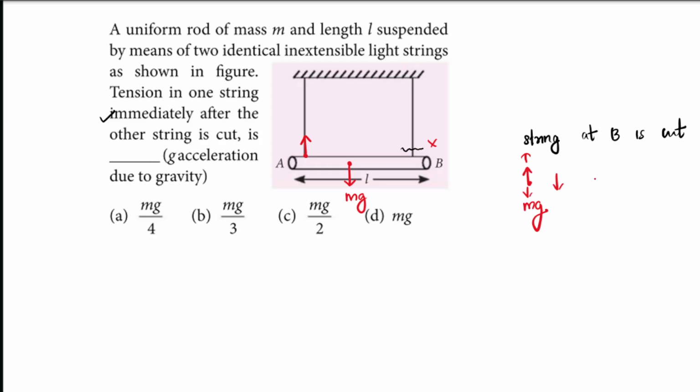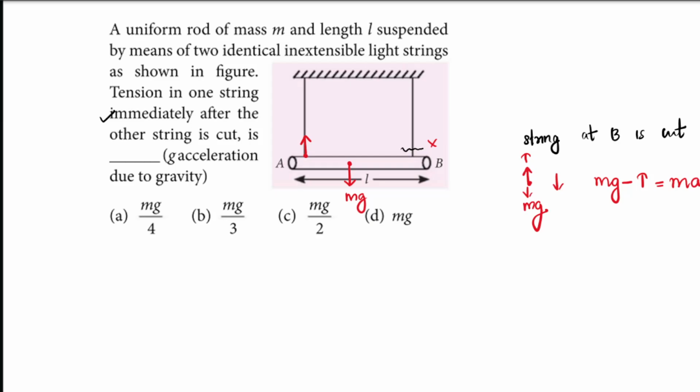So if you write the equation of motion for the vertical direction, you will see the equation can be written as mg minus T is equal to ma, where a can be taken as the acceleration of the center of mass in the downward direction. So this is the first equation, equation number one.